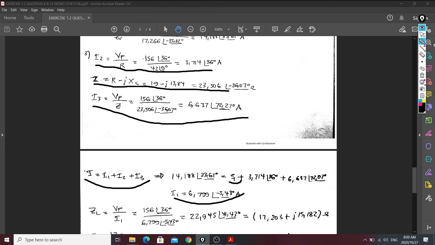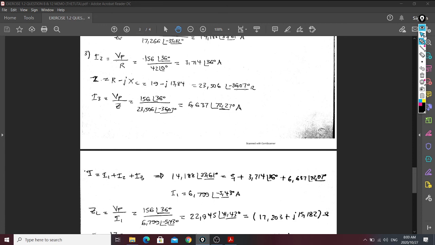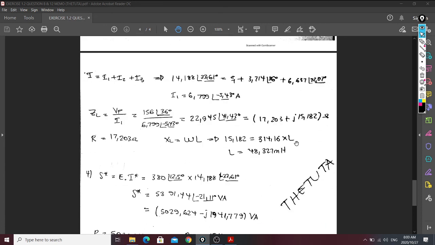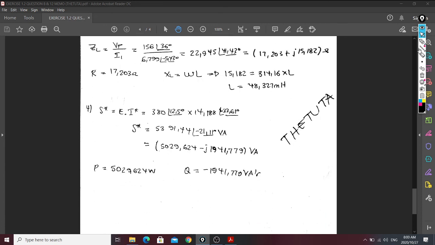Once you have the current across the inductor, you can calculate the value of the inductor. So you apply your Ohm's law: it's going to be V parallel divided by I1, and then you can get your components, your resistor, and as well your inductor. And now for the last question, we were asked to calculate the complex power.